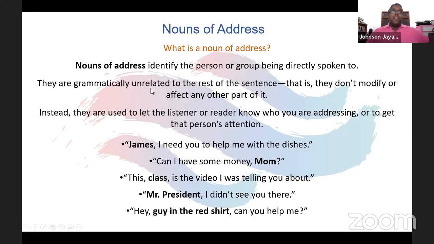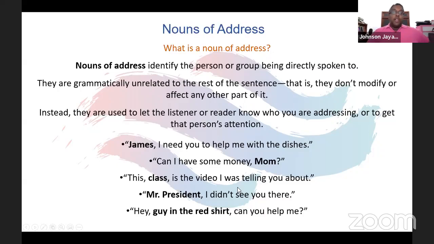They are grammatically unrelated to the rest of the sentence. That is, they don't modify or affect any other part of it. So when it comes to written sentences, you don't need to worry about nouns of address. You're only going to be using it for speaking. As you can see, the nouns of address doesn't have any effect on the sentence itself. Instead, they are used to let the listener or reader know who you are addressing or to get that person's attention.